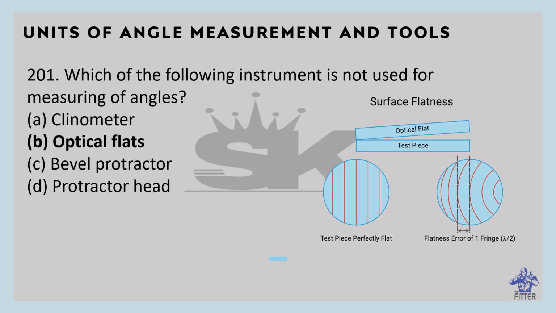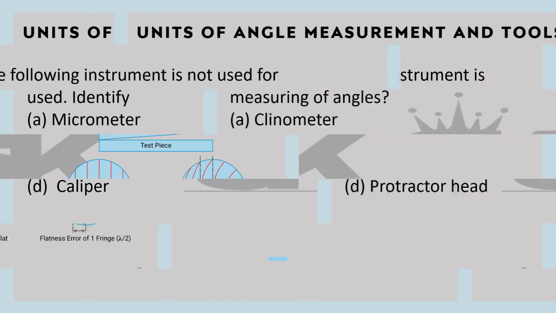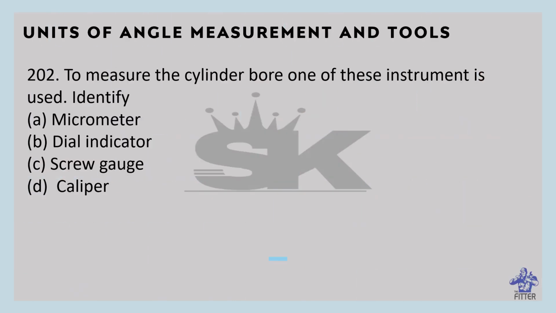So the optical flat is a disc of high quality glass or quartz. Optical flats are often used to test gauge blocks for precision and wear, and these are also used as a reference against the flatness of an unknown surface for comparison. To measure the cylinder bore, one of these instruments is used. That is dial indicator.